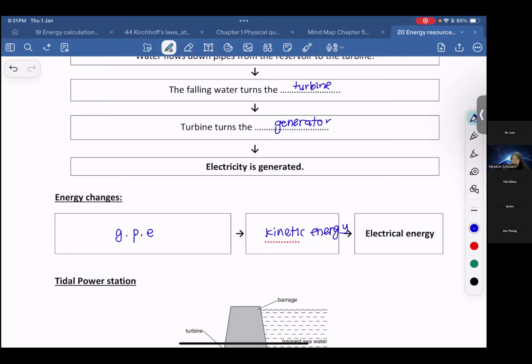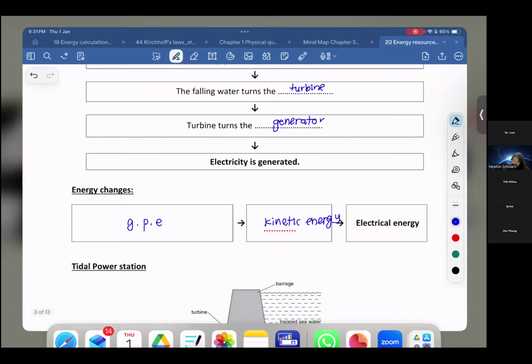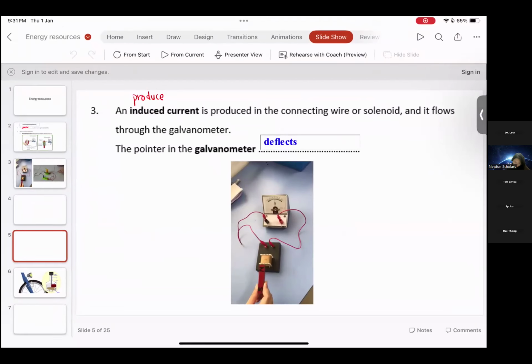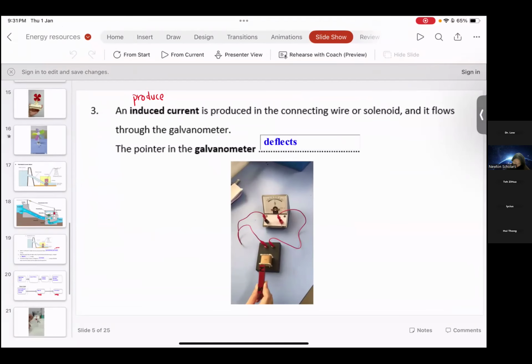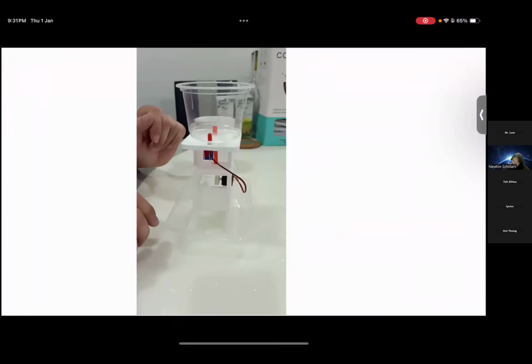Yes. Okay, can I continue to the tidal power station? Yes, okay, but before that, I remember that I got a video for this part. Okay, this is here. This one.